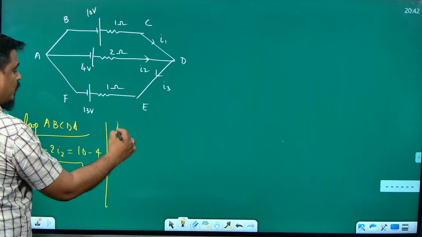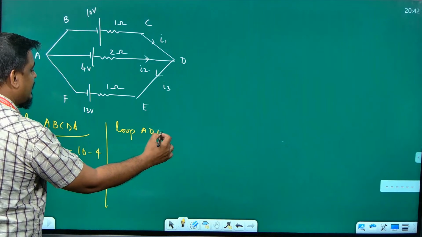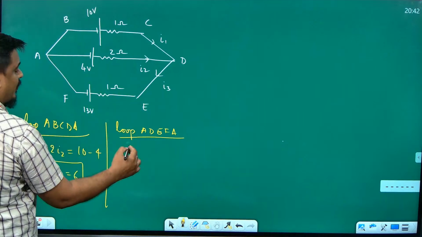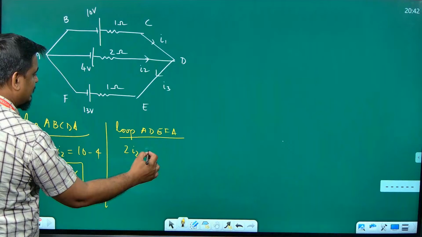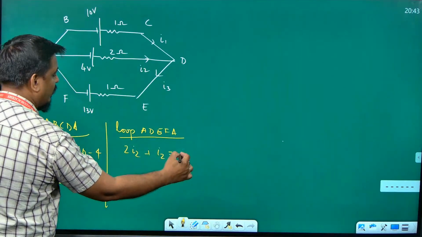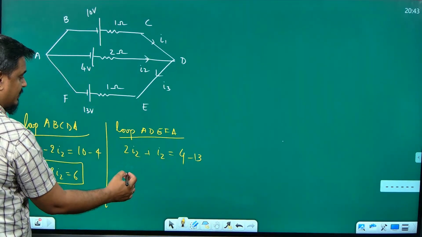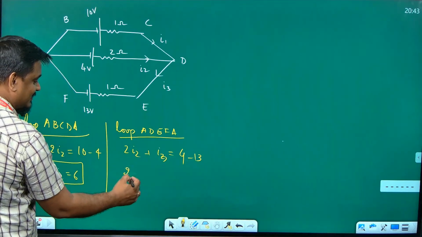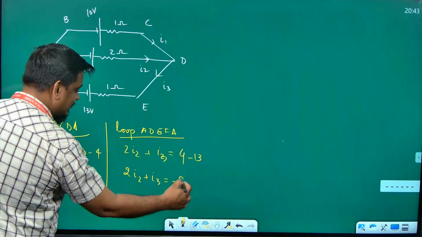Next is loop A, D, E, F, A. From A to D, if I am going, 2 I2. From here, if I am going, plus I2 is equal to here 4, here minus 13. So I am going to get 2 I2 plus I3 is equal to minus 9.